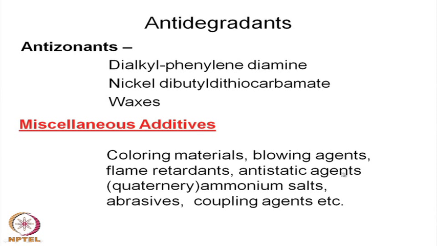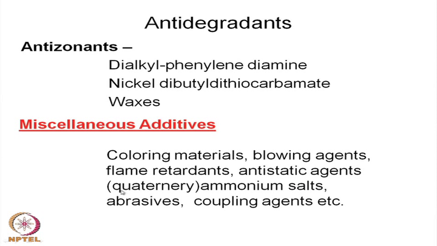Some antistatic agents are used in order to prevent static charge accumulation over a rubber product surface, because if static charge is allowed to accumulate, it will attract dust from the air, and always a thick layer of dust will remain deposited. To prevent this dust accumulation, antistatic compounds like quaternary ammonium salts are used. These are basically electrolyte type compounds that help in dissipation of the static charge generated and accumulated over the rubber product.